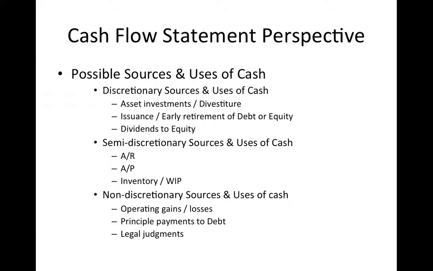It's a use of cash. It absolutely, as we talked about, even from a balance sheet standpoint, affects capital adequacy, but it's 100% in your discretion. Same thing with paying a dividend to equity holders, 100% in your discretion. It is a use of cash, 100% in your discretion. Semi-discretionary sources and uses of cash: accounts receivable, accounts payable, inventory, or work in process if you've got that.